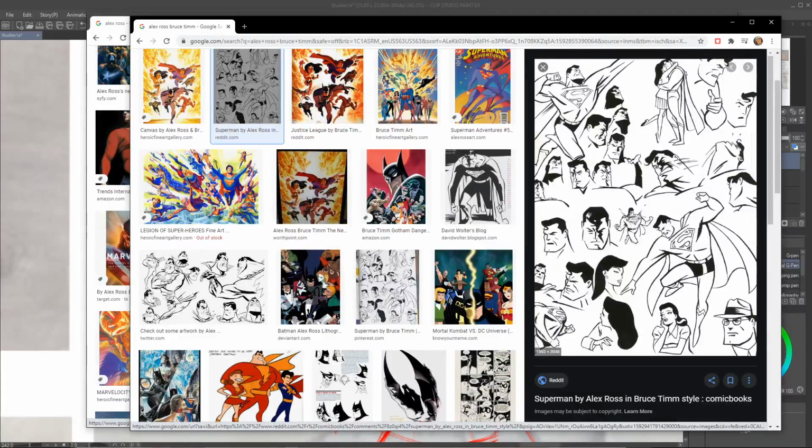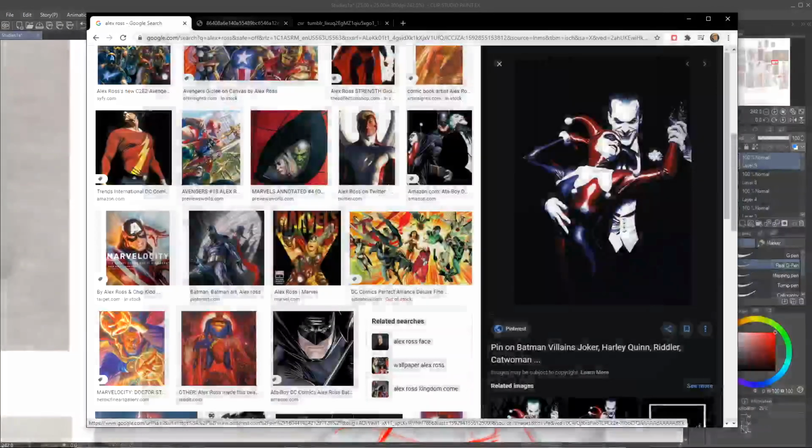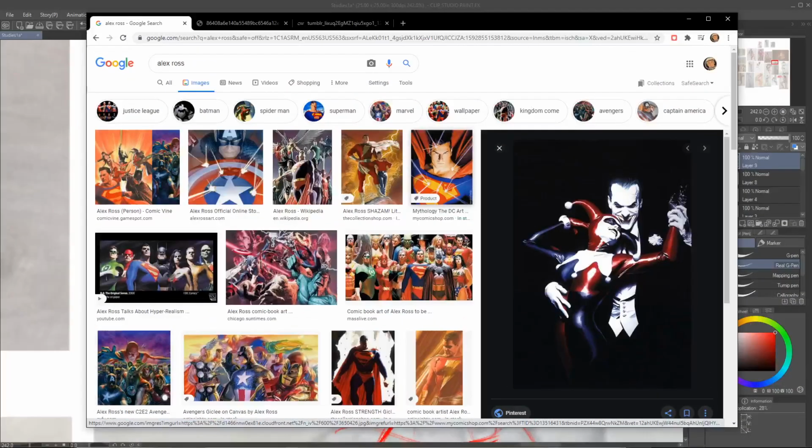They have a story behind this where Alex Ross impressed Bruce Timm by trying out drawing Superman in Bruce Timm style. And of course, Alex Ross is an amazing draftsman, so he's able to break stuff down into cartoon character stuff really easily.